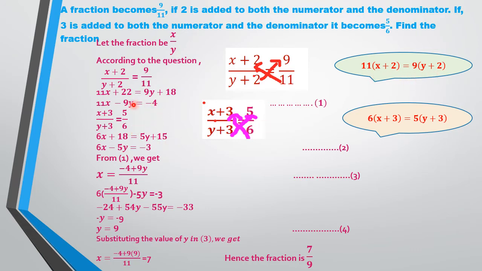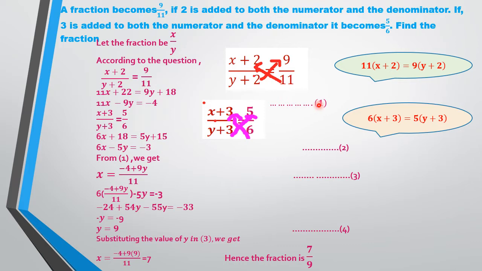Now, we will group the variables. So, here we have transposed 9y to the LHS, we got minus 9y, and we transposed 22 to RHS, 18 minus 22 is equal to minus 4. So, this is the first equation which we have arrived at. It will be used in the substitution method.